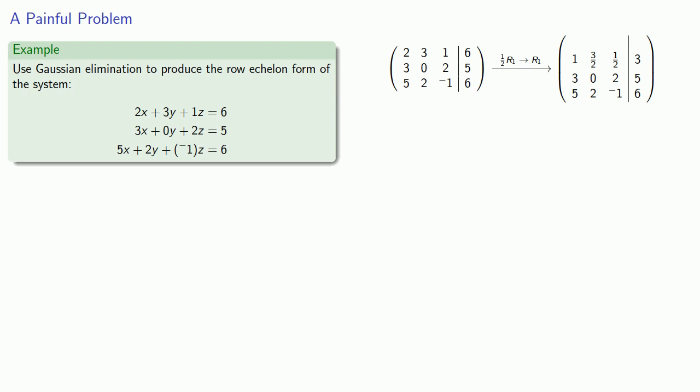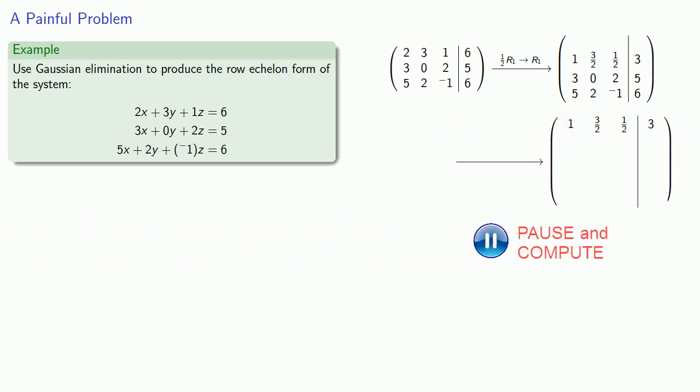Next, if we multiply this first row by -3 and add it to the second row, that will eliminate the entry below the first row pivot. So we'll keep our first row, and we'll multiply each term by -3. So 1 times -3 is -3. 3/2 times -3 is -9/2. 1/2 times -3 is -3/2. And 3 times -3 is -9.